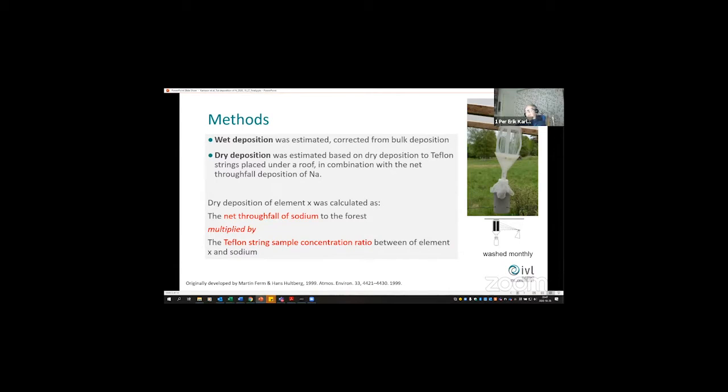And then we multiply this by the ratio of the component that we are interested in, the ratio to sodium. So by this approach, we get the dry deposition of this component that we are interested in to this nearby forest. So net throughfall of sodium multiplied by the concentration ratio of the element to that of sodium. That's the approach.